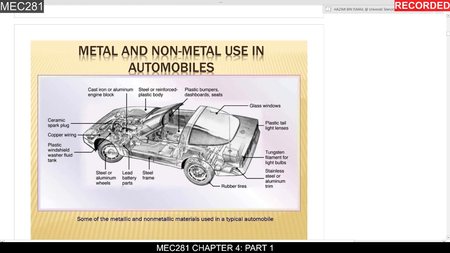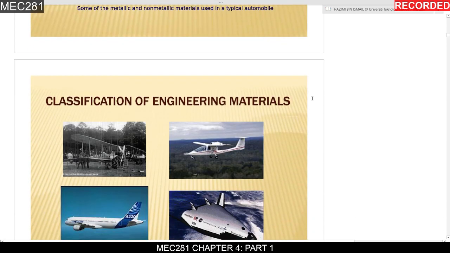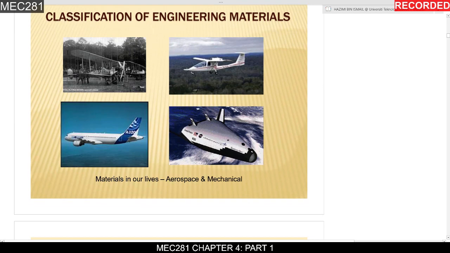Okay, ferrous. And then so many other parts in the car are based on different elements of materials. Okay, so that's why you have to study material science. Okay, and then this is just the examples of the materials in our daily life.